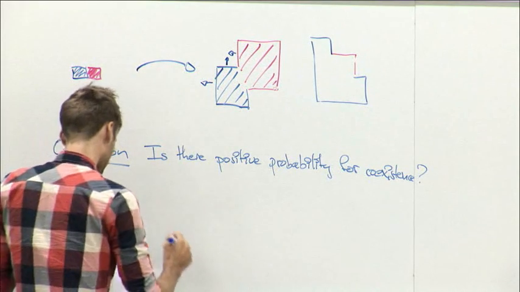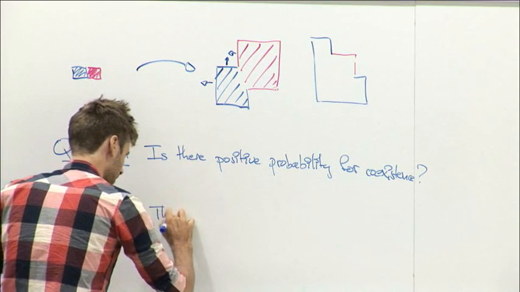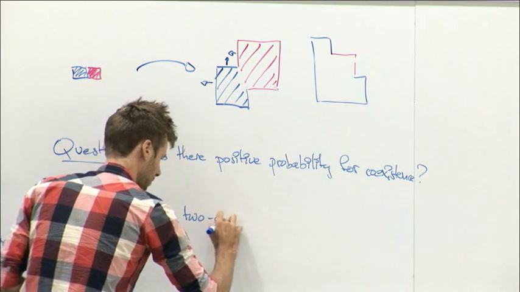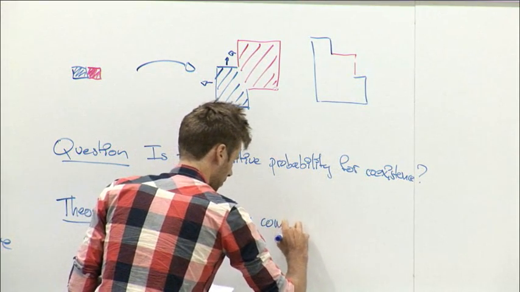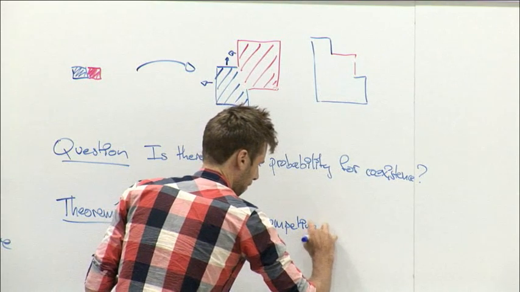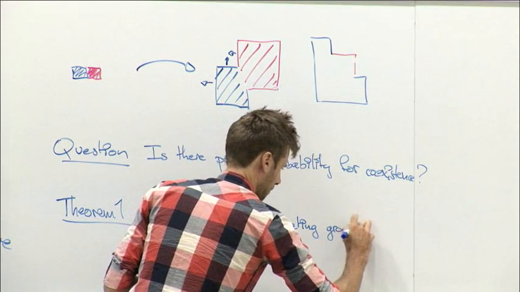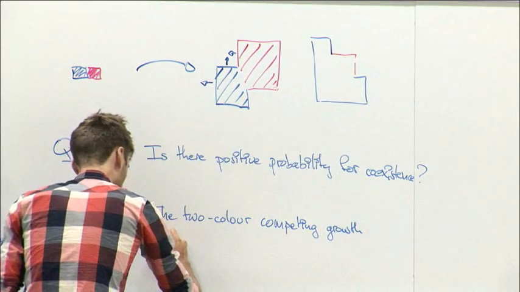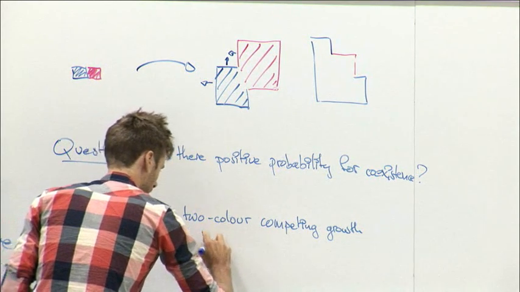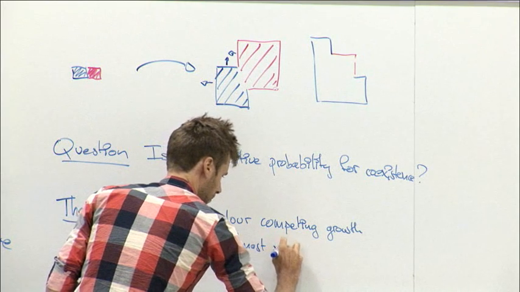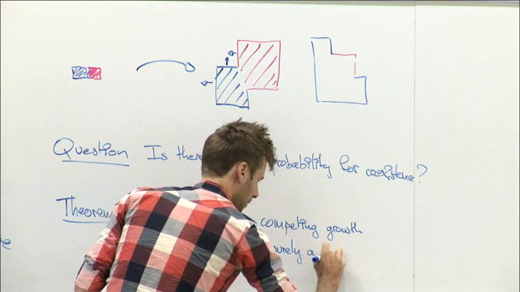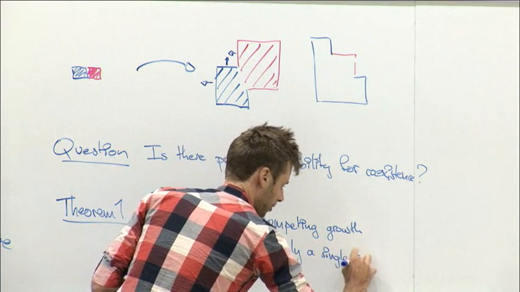So, theorem: the two-color competing growth model has almost surely a single survivor.